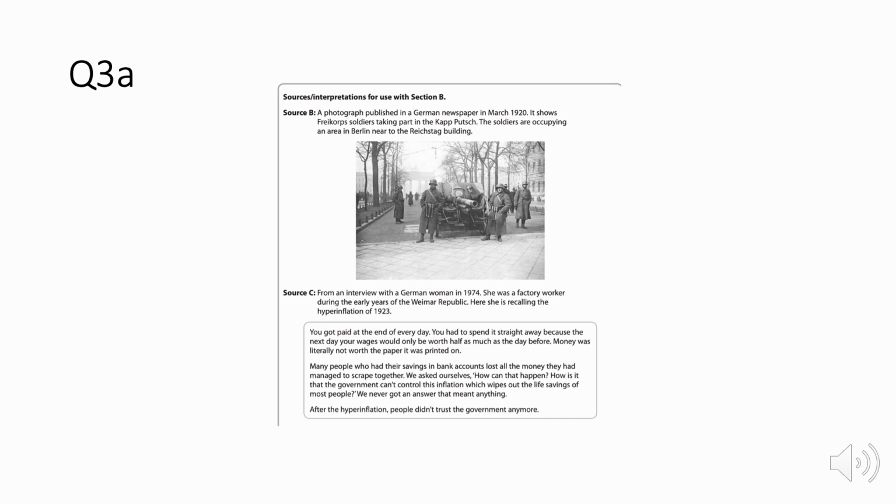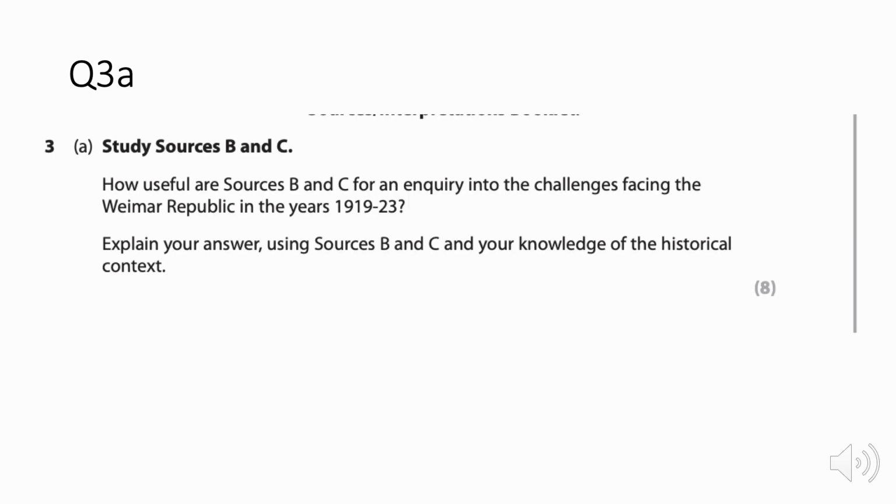This will be included as an insert, so you need to look for a booklet inside your exam paper to find these sources. It's really important that you obviously have that in front of you. To get the marks, this is the success criteria. You want to write a separate paragraph just about source B and a separate paragraph about source C.